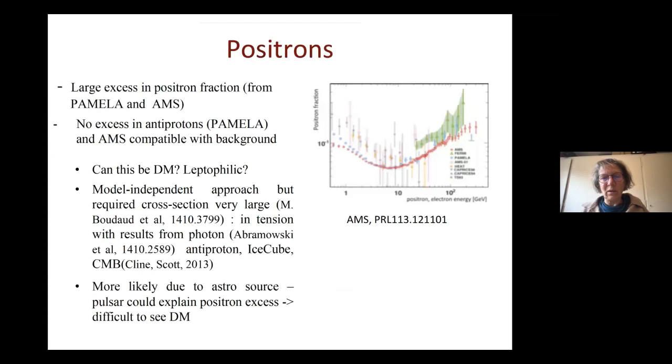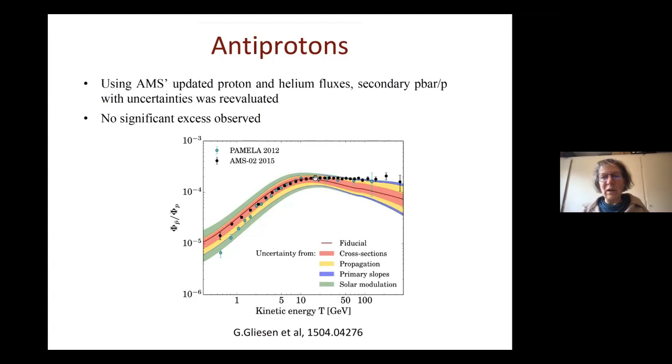In particular, if you look at antiprotons, it was at some point claimed that there was an excess at high mass, if you compare the observation with the prediction here, assuming some propagation model. But when you start to take into account all uncertainties, you see that actually there's really no excess, and just the normal P-bar spectrum can explain basically what is observed.